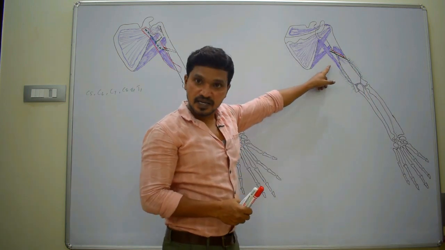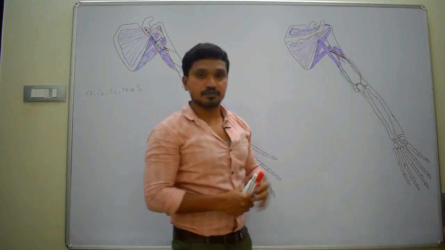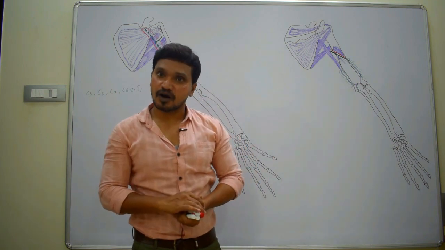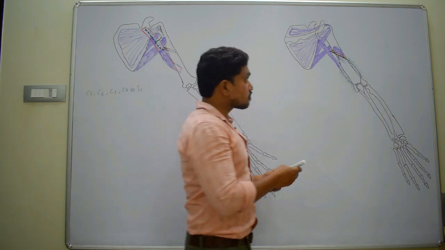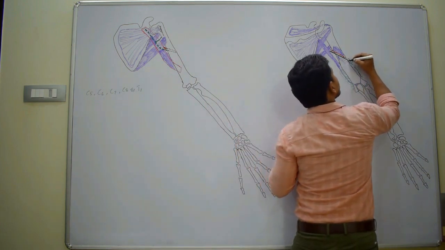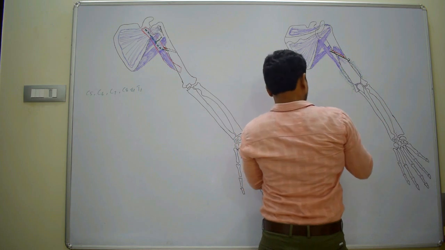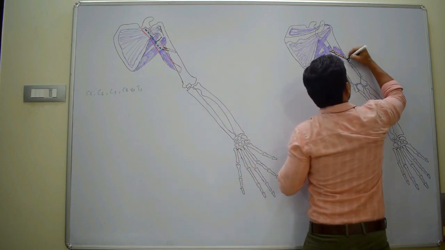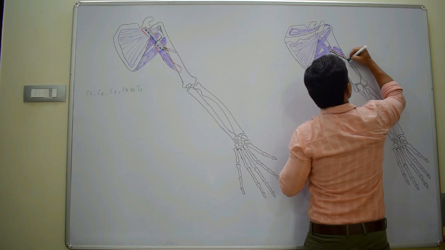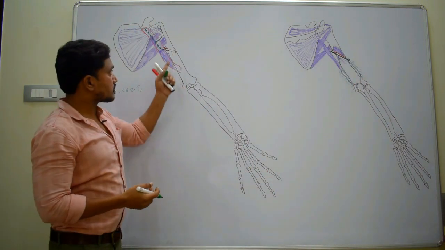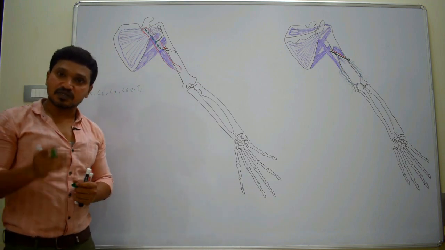Now, radial nerve is piercing this septum. Why? It has to enter into the anterior compartment of arm. That's what it will pierce here. Which septum is this? Lateral intermuscular septum, and it appears in the anterior compartment. It pierces the lateral intermuscular septum and appears in the anterior aspect of the arm.